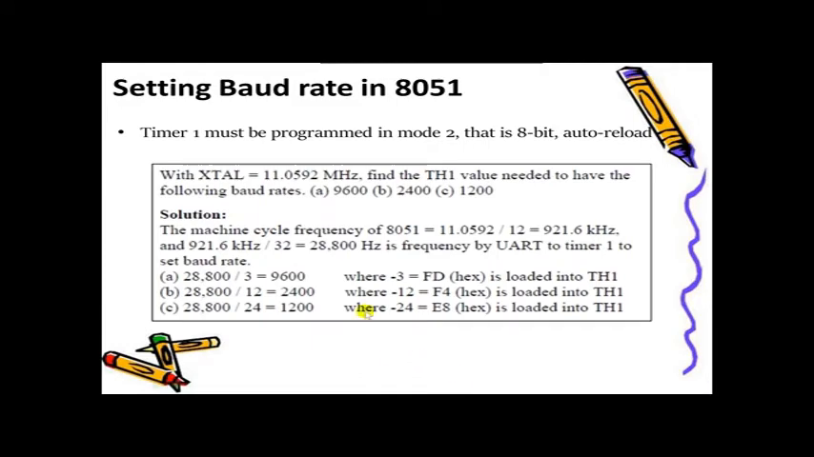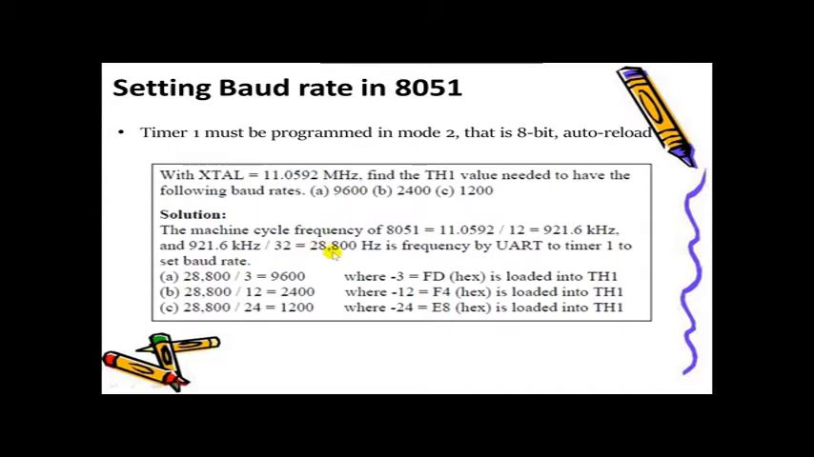Next, here is an example. Timer 1 must be programmed in mode 2, that is 8-bit auto reload, with a crystal oscillator frequency of 11.0592 megahertz. Find the timer high 1 value needed to have the following baud rates. TH1 is 8-bit, and we are given baud rates of 9600, 2400 and 1200. When we solve this, the crystal frequency of the 8051 is 11.0592 megahertz. If you divide it by 12, you'll get 921.6 kilohertz, and again if you divide it by 32, you'll get 28,800 hertz, which is the frequency of the UART used for serial communication, which is given to timer 1 to set the baud rate.